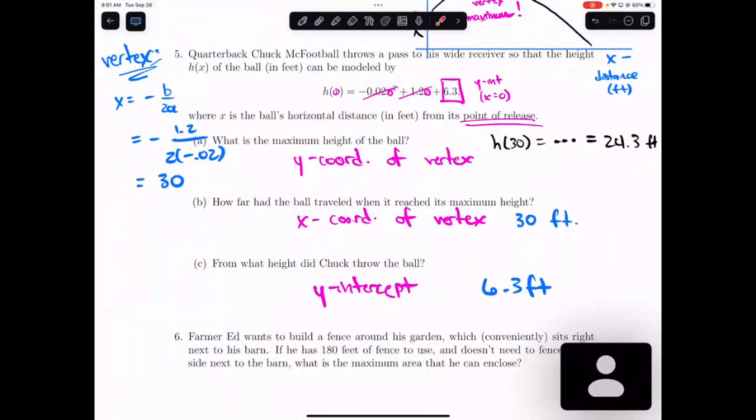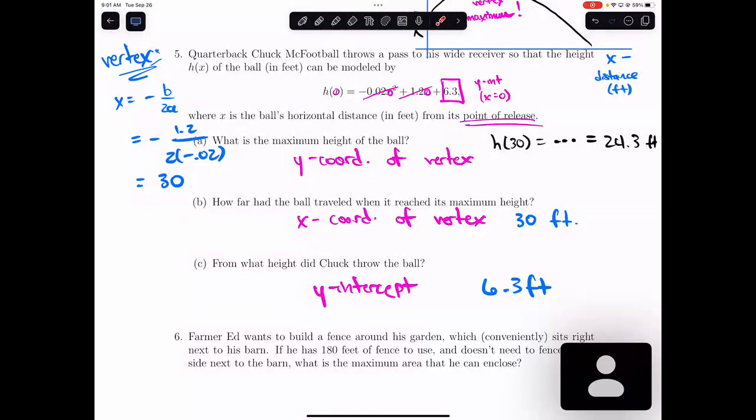For those, a tells me about which way it opens and something about the shape. So if a is positive, it's opening upward. If it's negative, it's opening down. If a is, I don't know, 2, that means it's going to be sort of a taller, tighter, skinnier parabola. We can also just read off the y-intercept as c, because if I plug 0 in, these terms drop off, and we just get c, so that's kind of nice.